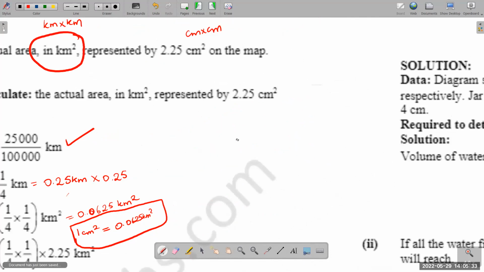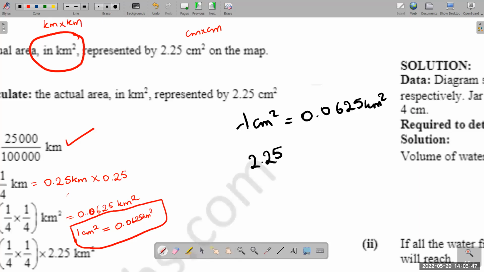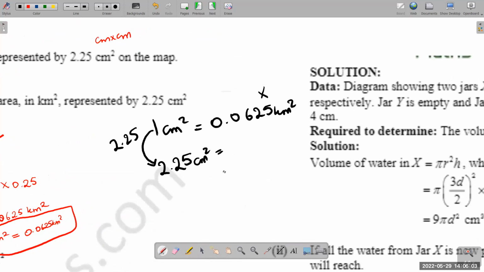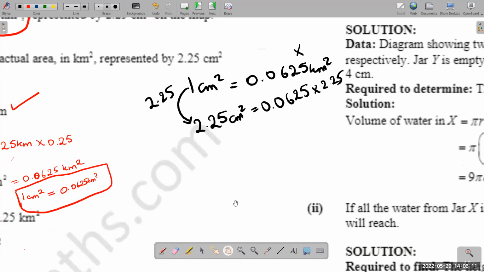It's just like ratio. If I have 1 centimeter square is equal to 0.0625 km square, how do we find out how to get 2.25? What did I do to 1 to get 2.25? A multiply by 2.25. So whatever you do to one side, you do to the other side. Everybody see the connection? So this is equal to 0.0625 times 2.25. Tell me how much I get, please. Somebody work that out for me.